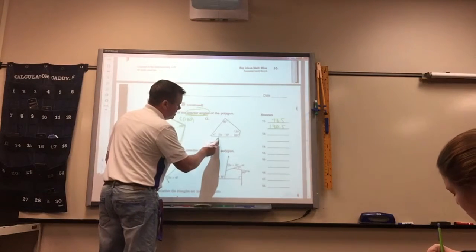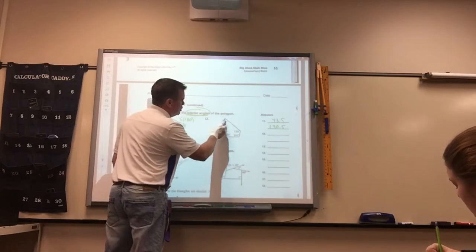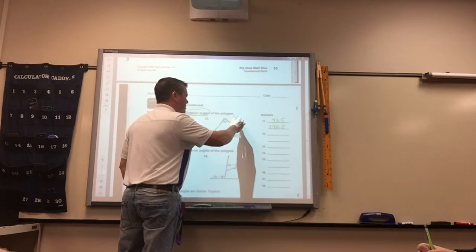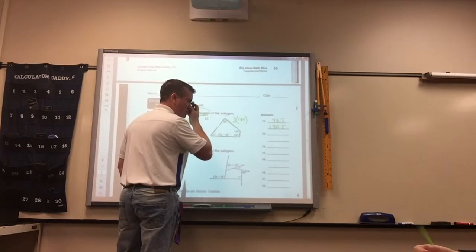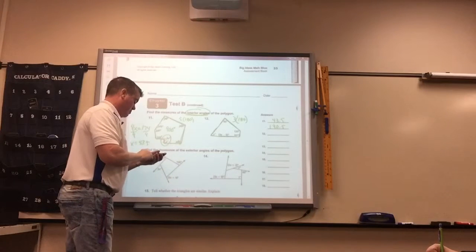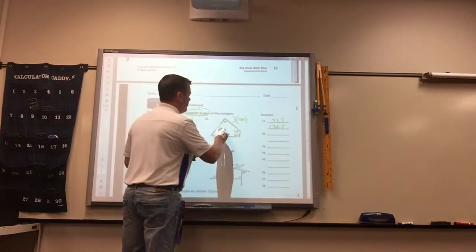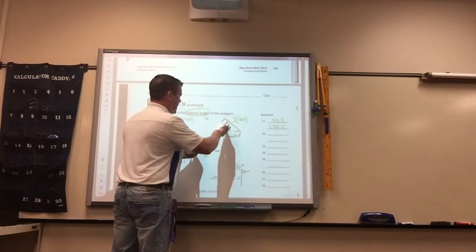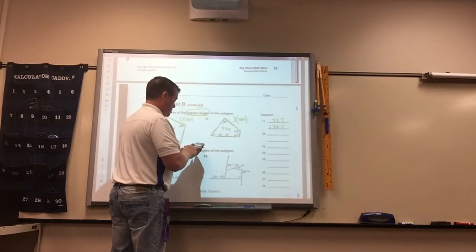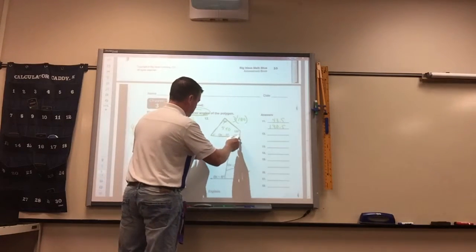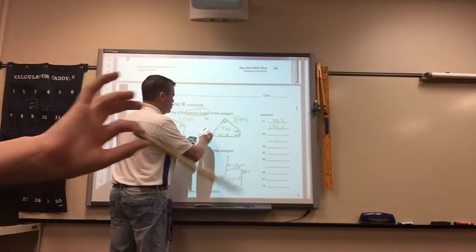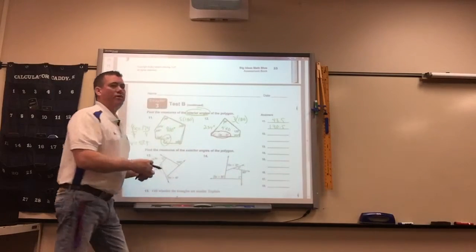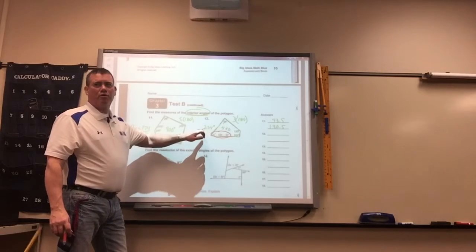So for 12, it's kind of hard to see, but this is a side, so there's 1, 2, 3, 4, 5 sides. So take 2 off of that. 3 times 180 is 540. So you can subtract off the ones that you know, minus 85, and you're left with 234 degrees for these two. So that means these two added up have to equal 234.